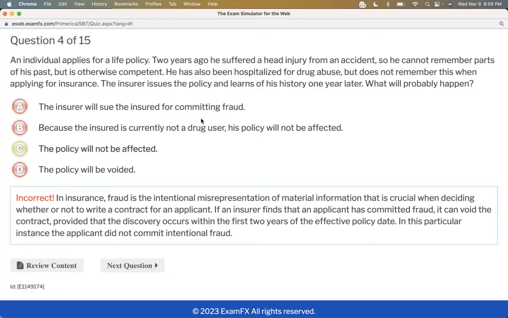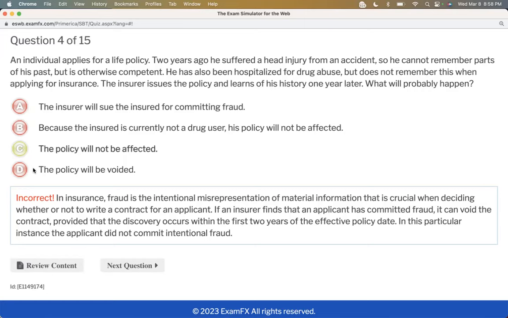Yeah, this one's wrong. It's wrong, Serena. Is it really? Yes, look at the rationale. In this particular instance, the applicant did not commit intentional fraud. Is that what it's asking? It's not asking for fraud. It's asking, will it be void? And the answer is C.